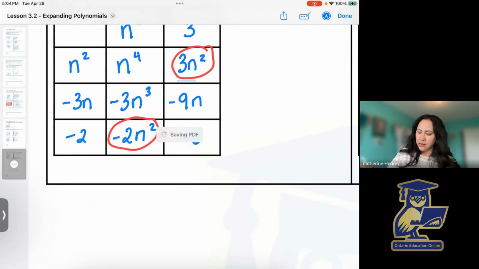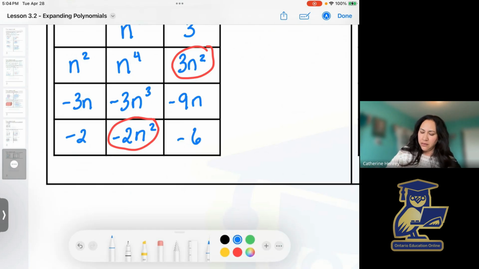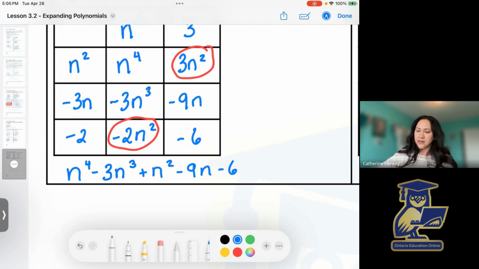We have n to the power of 4 minus 3n cubed. We have -2n squared plus 3n squared. So that is just +1n squared, minus 9n, minus 6.